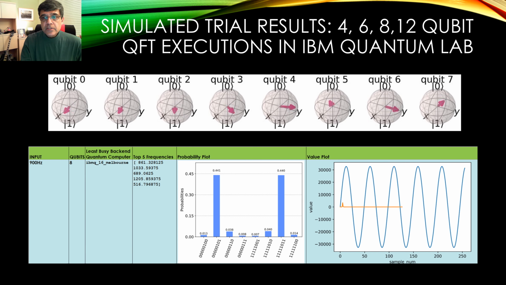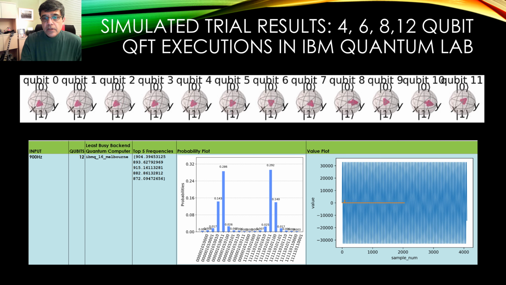For 8 qubits, it was also good results. We have a very good depiction of the actual sinusoidal waveform for 900 Hz, and the peak is also visible in the orange curve. The histogram plots also show peaks that are indicative of detected frequencies that were dominant. And the same for 12 qubits.